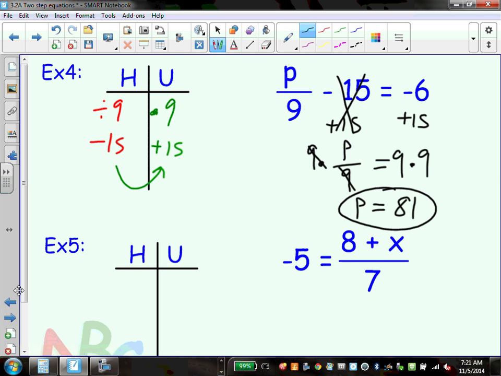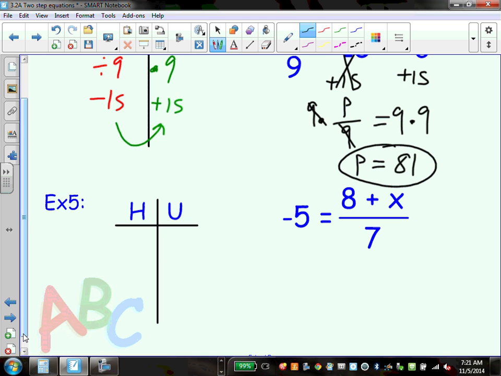Last example we're going to go through right now, and then we'll talk about the challenge one tomorrow in class. In this one, here's our variable. We have two things happening, and we need to, again, be careful about the order. Remember that when you have a fraction, the numerator and denominator are in their own. Never mind. So we have 8 plus x over 7. So what's happening? Well, the x is dividing by 7, and also we're adding 8 to the x.